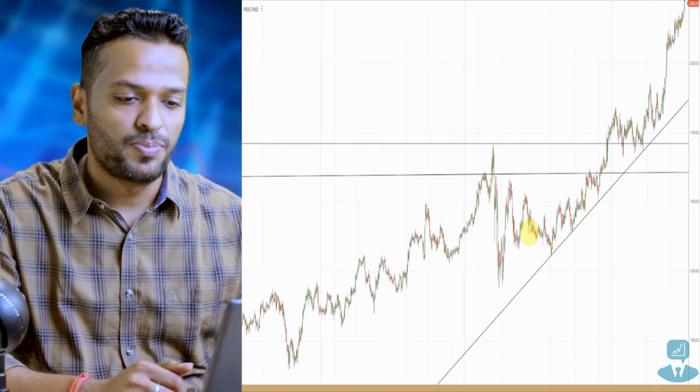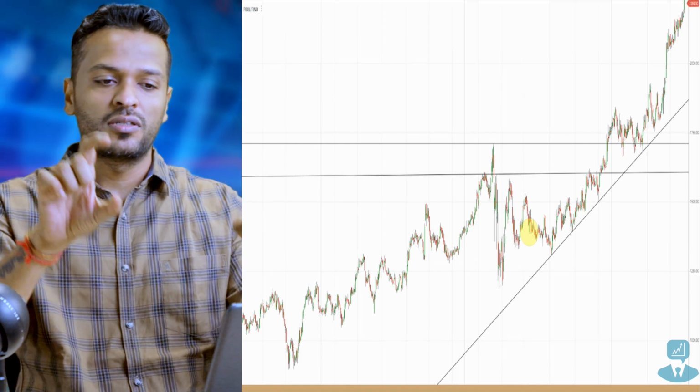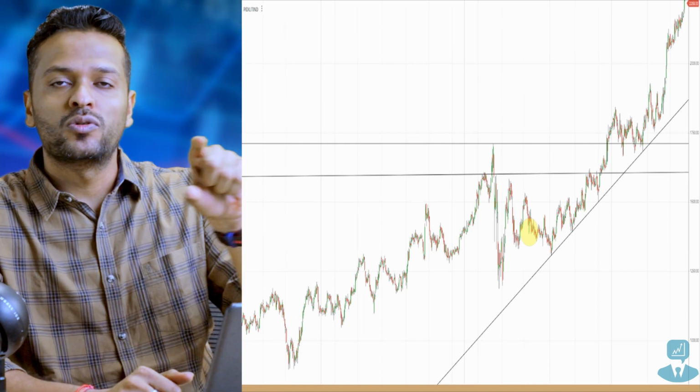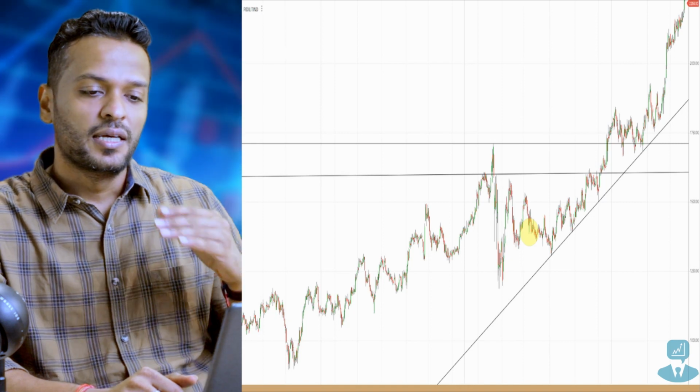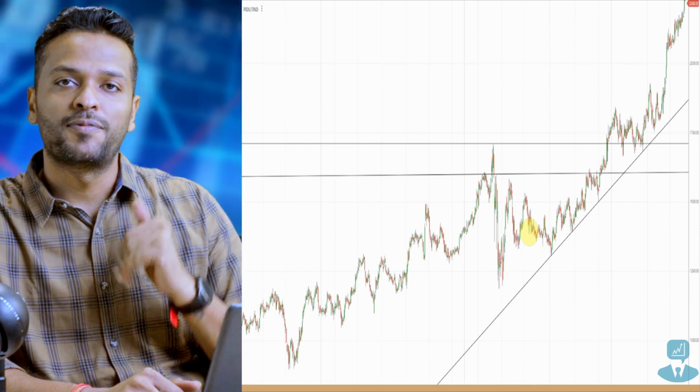Now this is a simple chart of Pidilite Industries, and I've drawn three lines. The two lines which are parallel to each other are trying to show you the zone of support and resistances, and the line which is coming from top to bottom is showing you the trend line and the upward momentum.